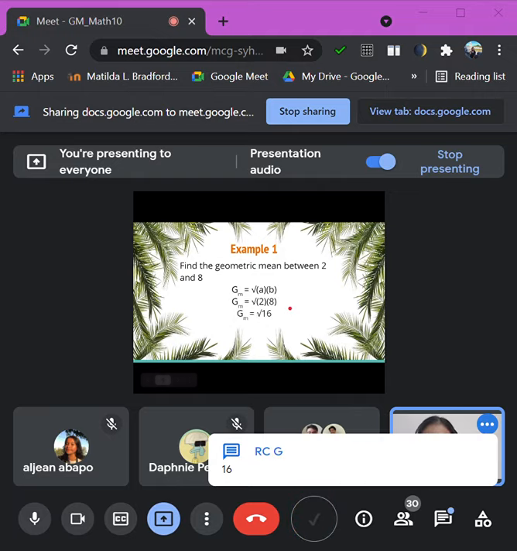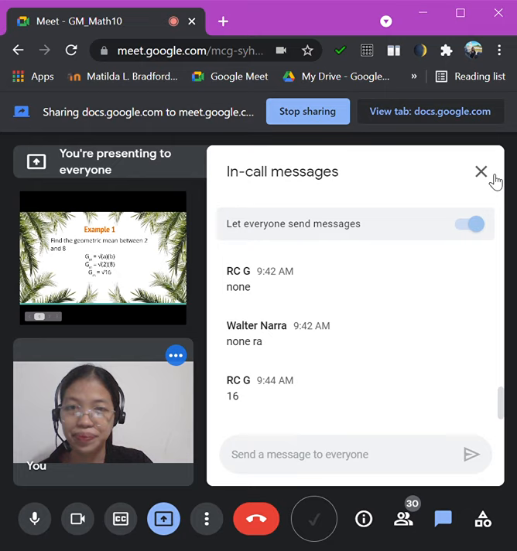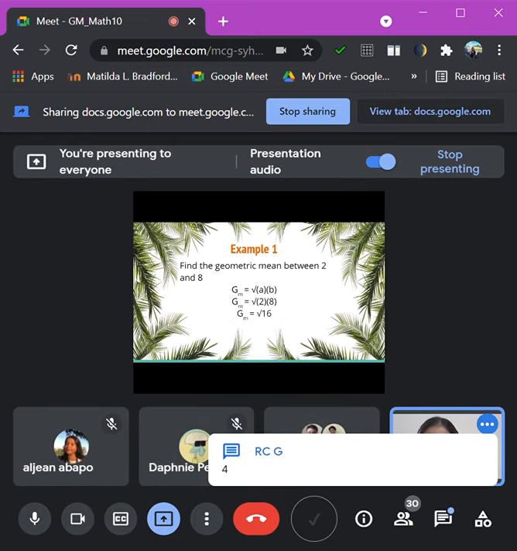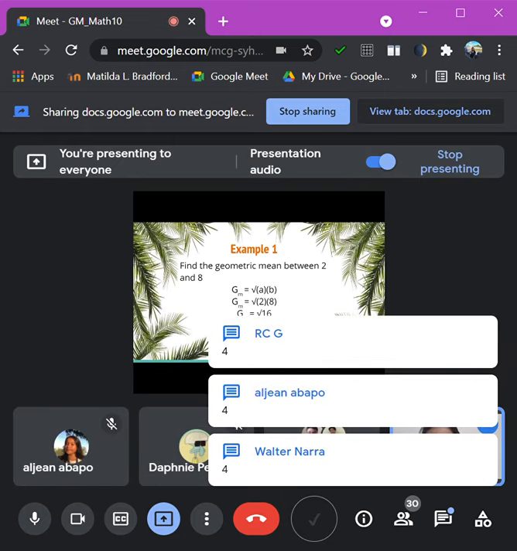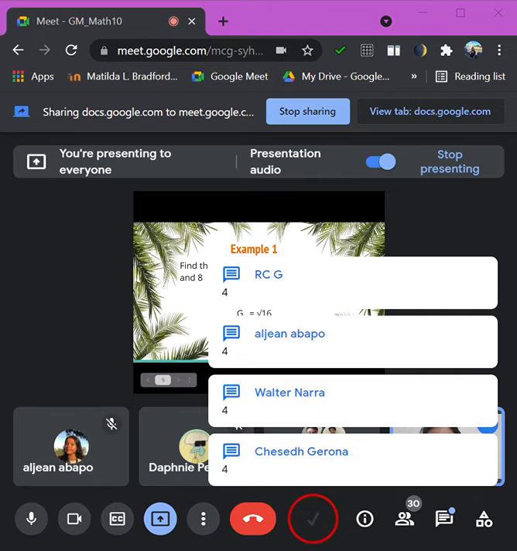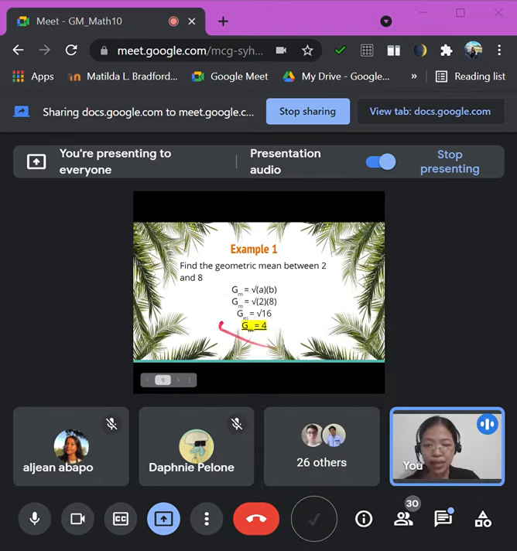And then square root of 16, pila? Okay, very good. That is 4. So, your geometric mean between 2 and 8 is 4. That is how simple is that. You just have to identify lang unsa ang gihatag or what are the given, and then you are going to substitute it with the formula.